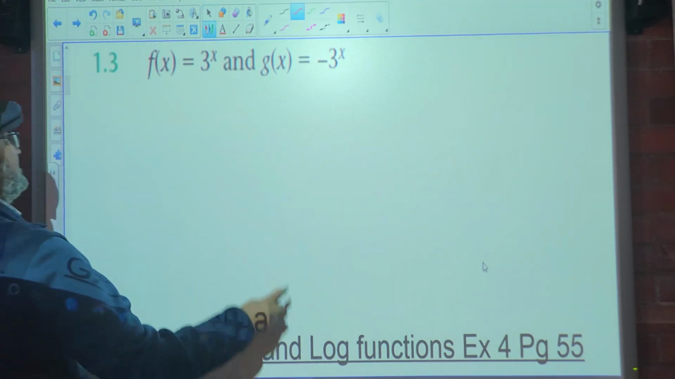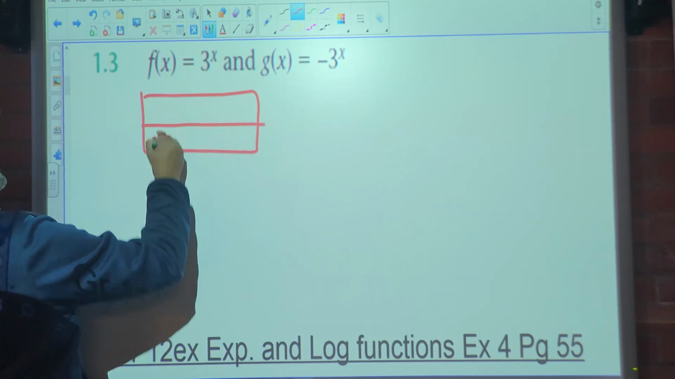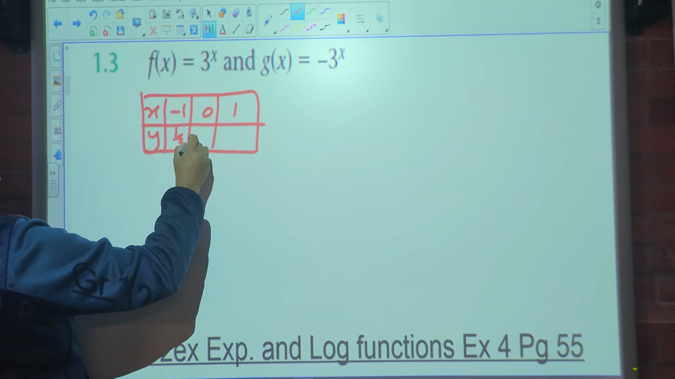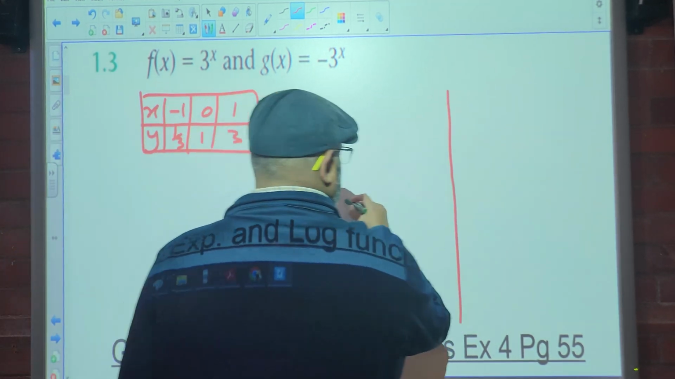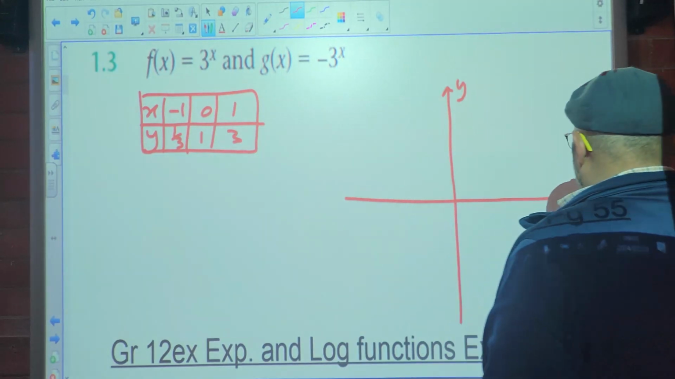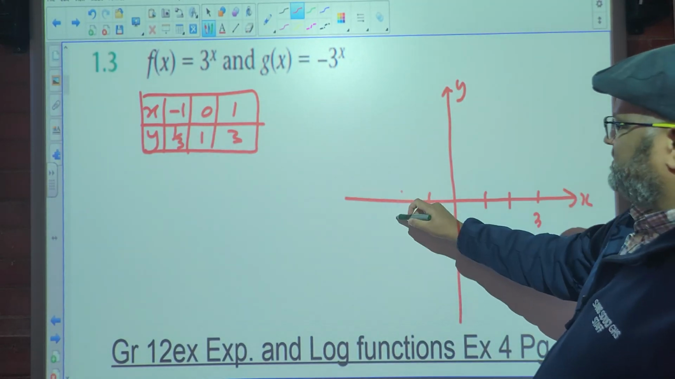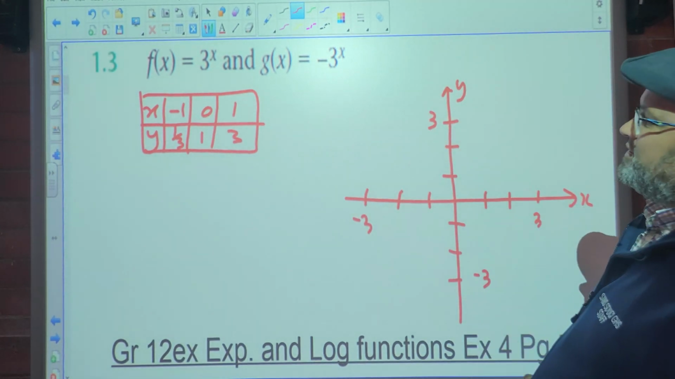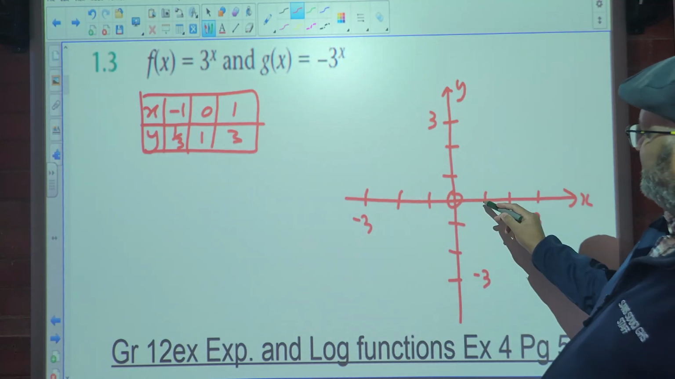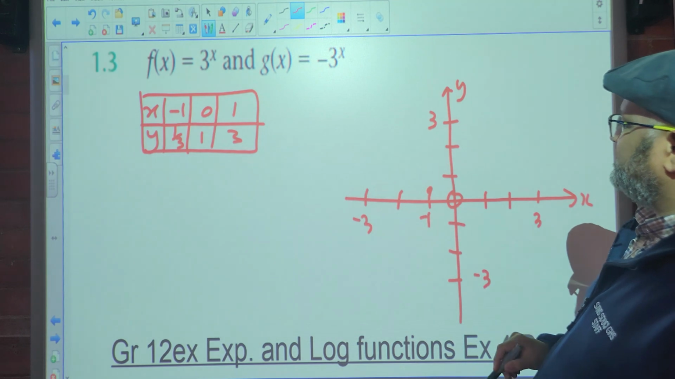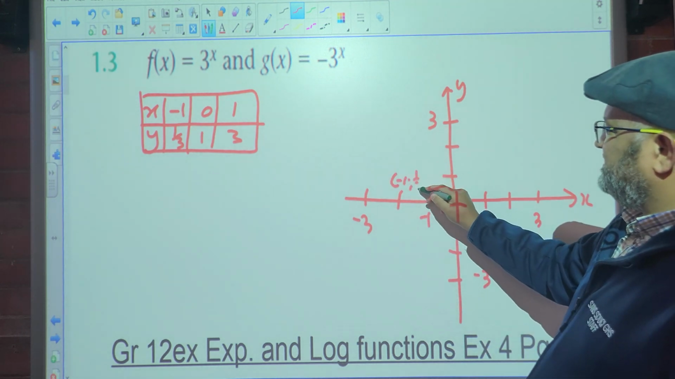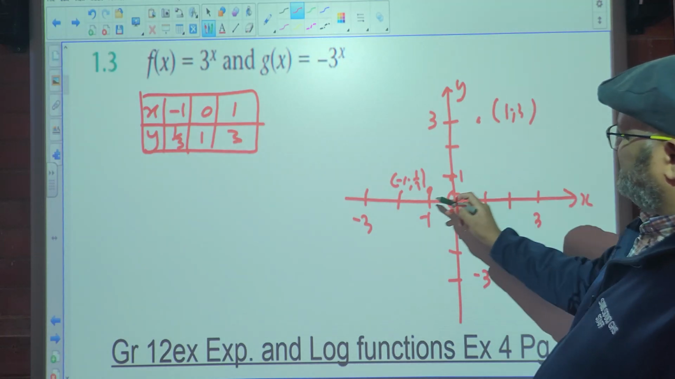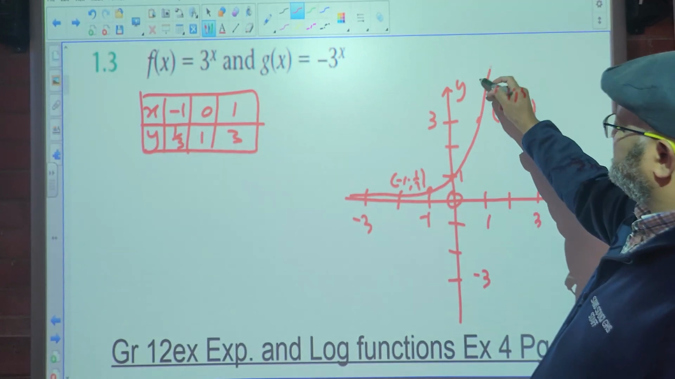That's your exponential curve. That's fairly simple. There's x and y: negative 1, 0, 1. It's a third, 1 and 3. Let's draw. So 1, 2, 3, negative 1, negative 2, negative 3. So a negative 1 gives you a third. 0 and 1. 1 and 3. The graph comes close here but doesn't touch. That's your graph of f of x.